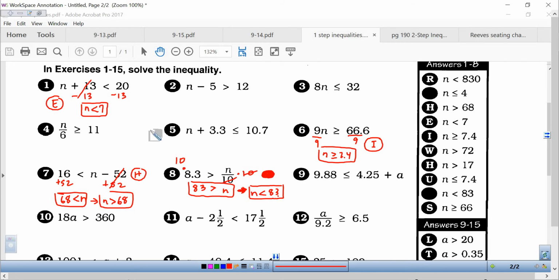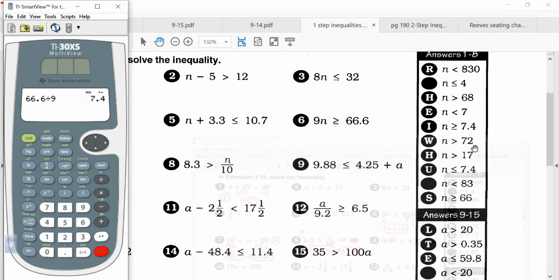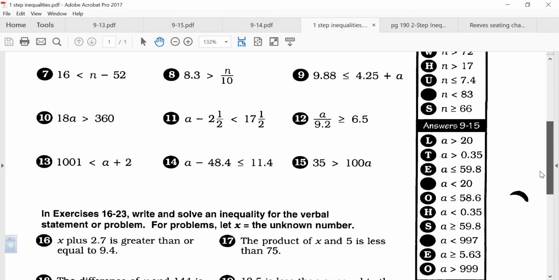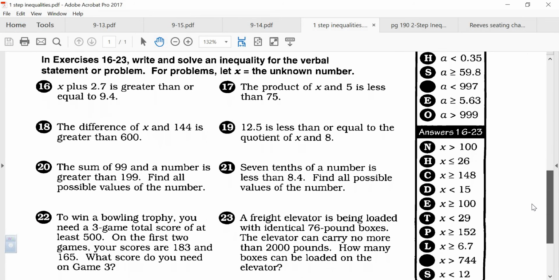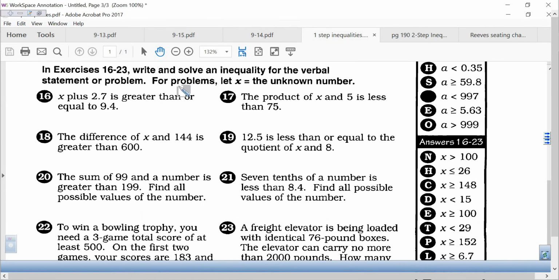All right. So there I've done for you one of each type of problem. Use the inverse operation and make sure you pay close attention if that variable turns out to be on the right side that you flip the whole inequality around. All right, let's go ahead and look at a couple word problems down towards the bottom here. See what we have going on.